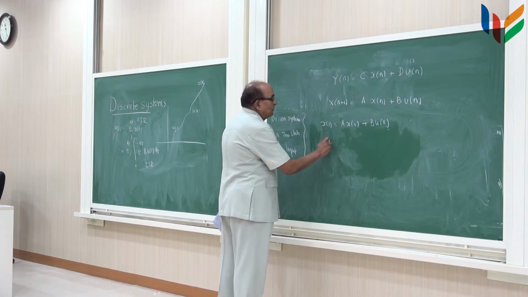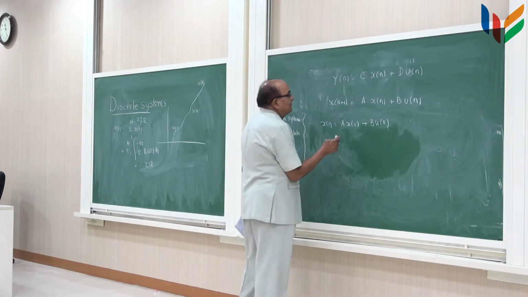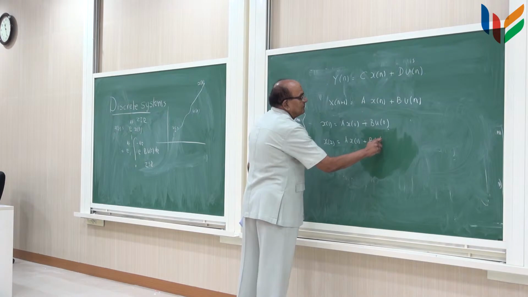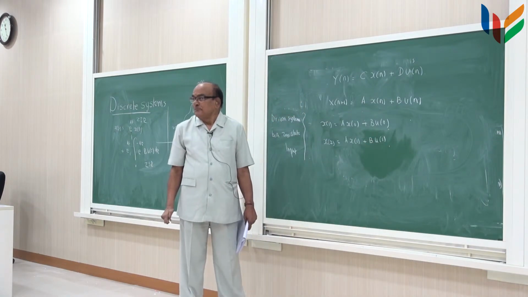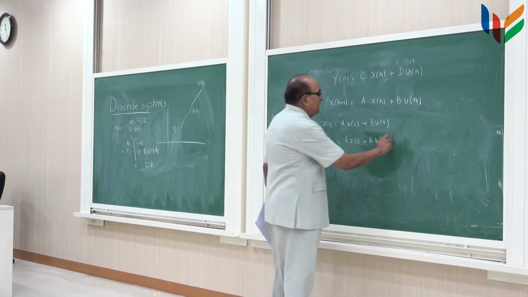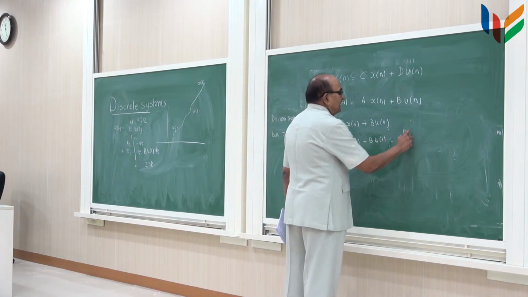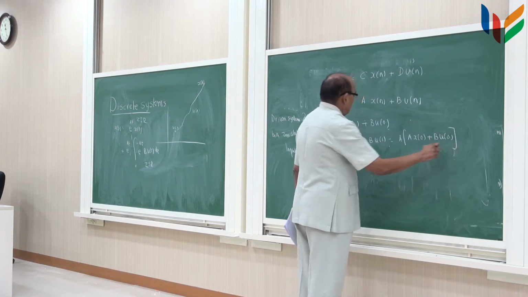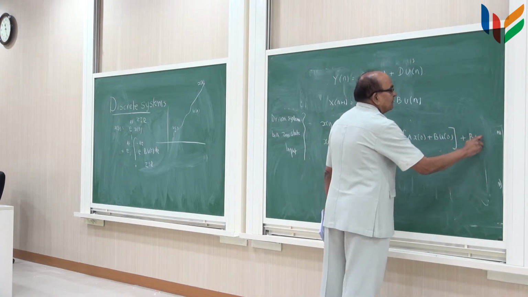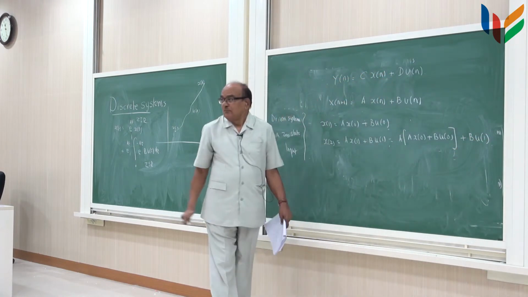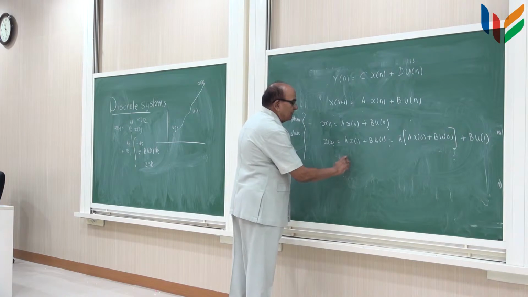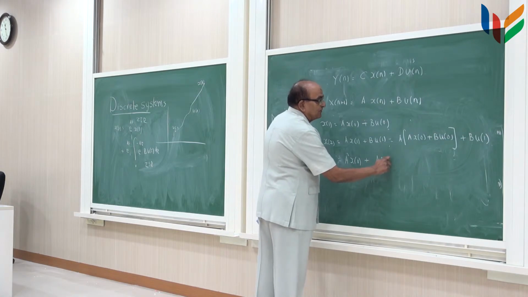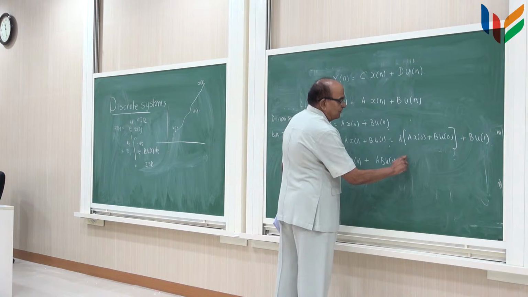and x2 is equal to, and this is equal to A into A x0 plus B u0, plus B u1, which is equal to A square x0 plus A B u0 plus B u1.